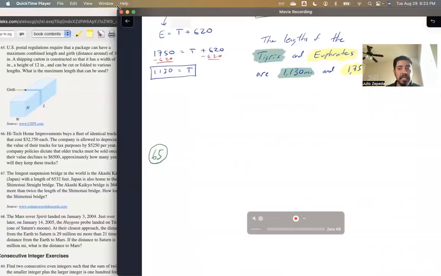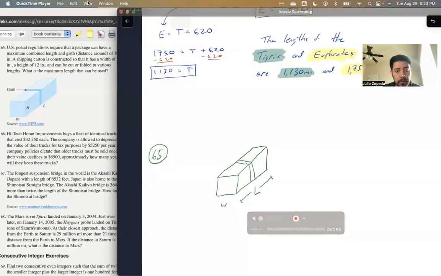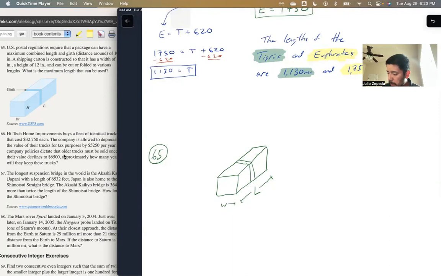Okay. And they give a nice little picture here. So let's go ahead and draw that picture. Something like this. Okay. And so the length is this dimension here. The width is here. And the height is this dimension here.